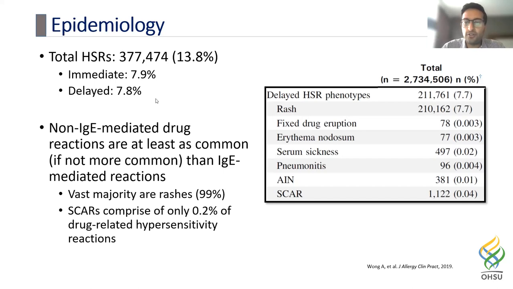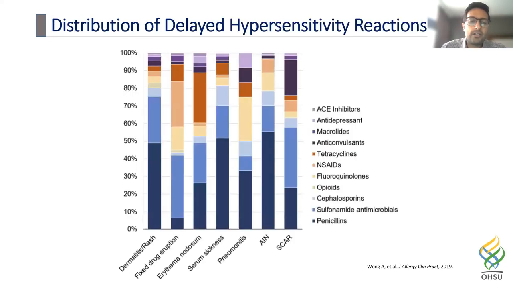If you break those down even further, you see on the right side of the table a very, very small percentage of each of these specific delayed-type reactions. And in the same paper, when you break it down into which antibiotics are causing the issues, the most common are going to be the sulfonamide antibiotics, one of the big categories here, but penicillins also, so beta-lactams are still playing a huge role in these delayed hypersensitivity reactions, regardless of which hypersensitivity reaction you're looking at specifically.